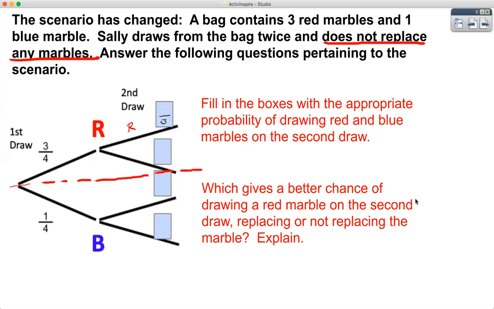Because our first draw was a red, she did not replace that red, right? And we started with 3. That means there are only 2 red marbles left. So that means the probability here will be 2 out of 3.